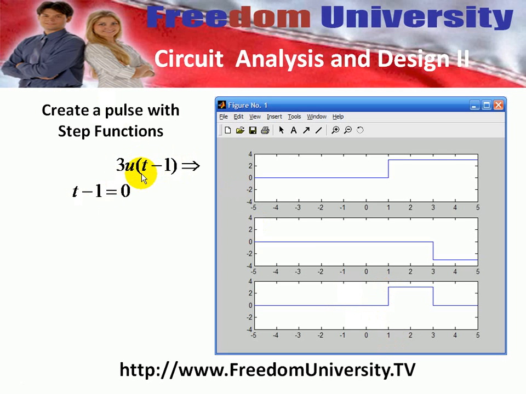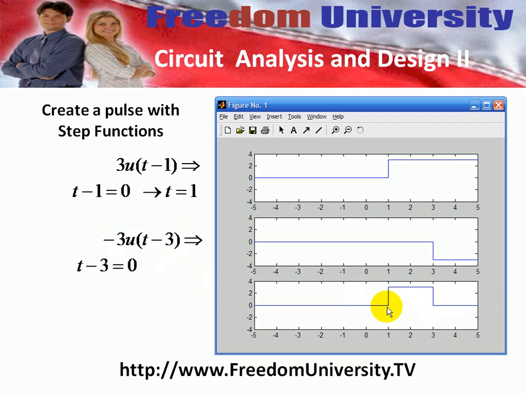Again, the way to think about this is set the argument equal to 0. And that implies that at time t equal to 1, that's when this step function turns on at 1. Again, this has a height of 3. Now we go back down 3 at time t equal 3. So here we have a negative 3, which implies that we go down, and then we turn that on going down at time t equal 3.